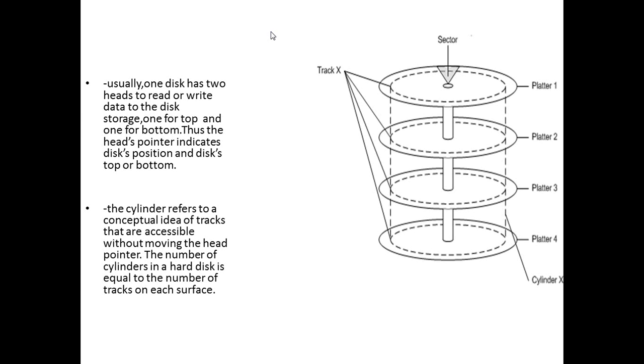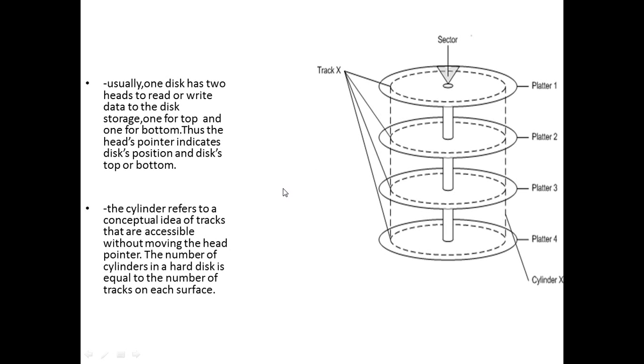Usually one disk has heads to read or write data to disk storage, one for top and one for bottom. Thus the head's pointer indicates the disk position and disk's top or bottom. Basically what happens is that there are two pointers, head and tail. One is to read and one is to write data to the disk. The head pointer can point to both the upper surface of the platter and to the lower surface of the platter.